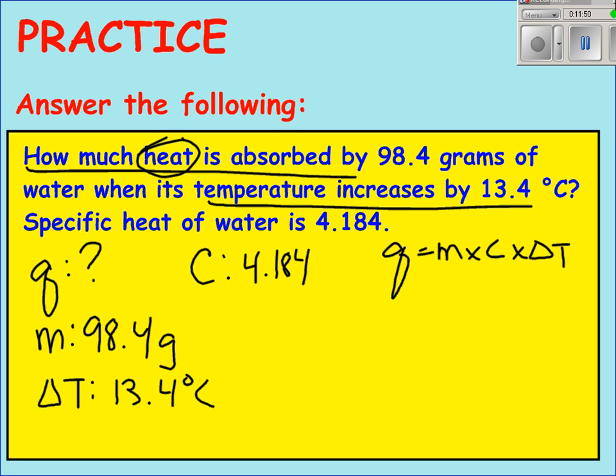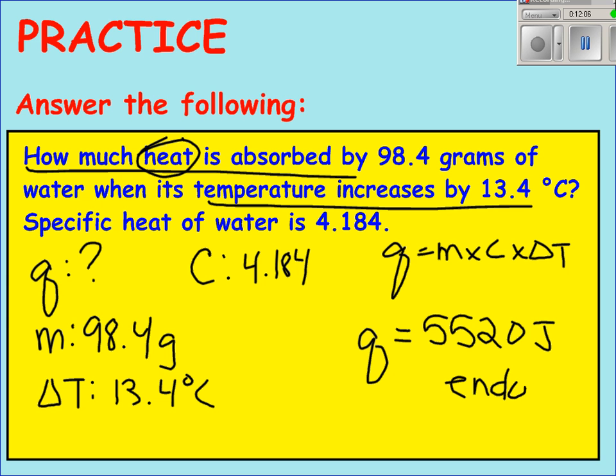When I calculate that, 98.4 times 4.184 times 13.4, I get my approximate Q. My Q value to the appropriate sig figs is 5,520 joules. Since it's positive, I know that this is an endothermic reaction.